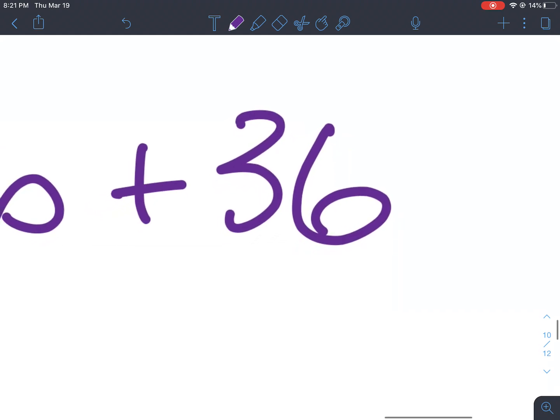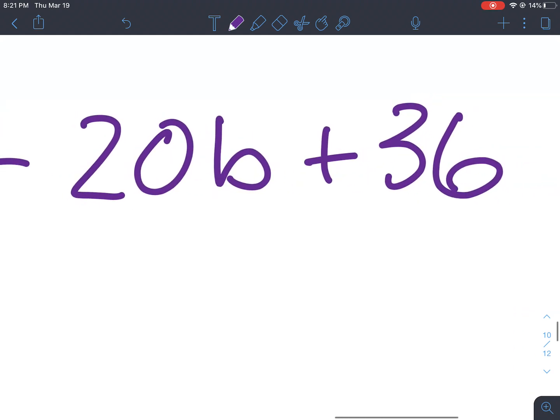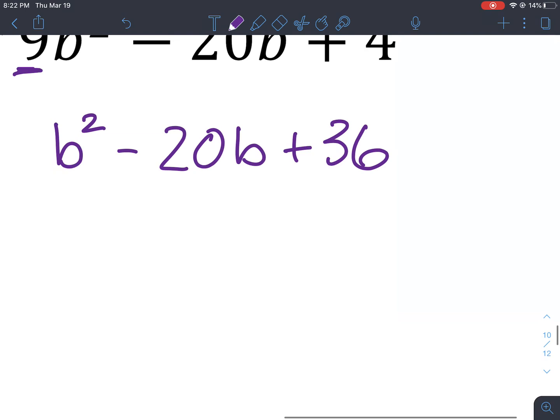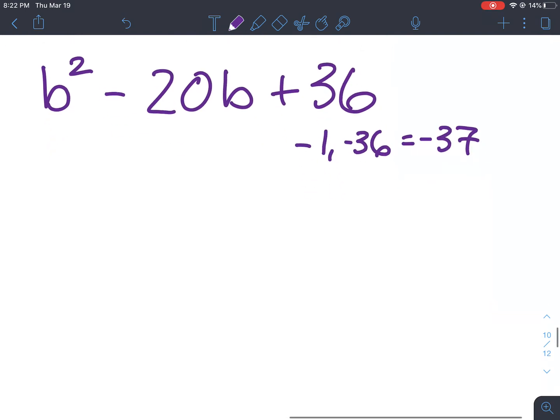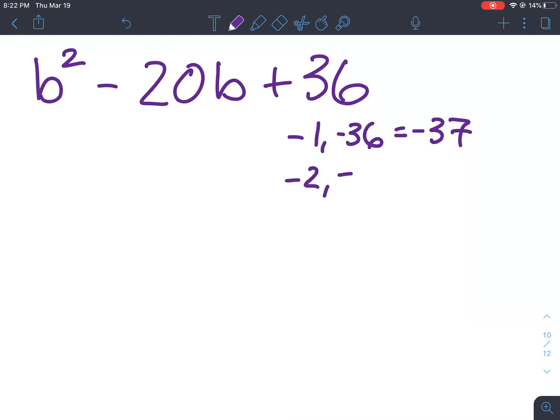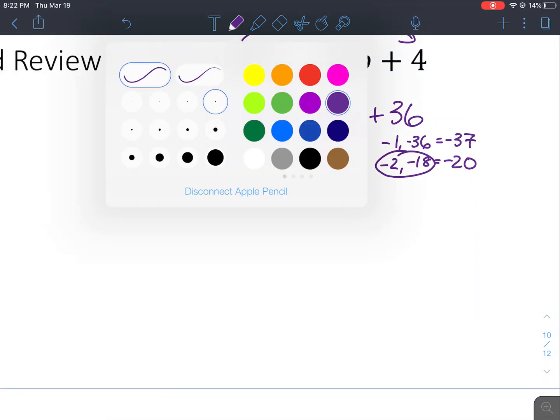Using that same philosophy, the only way to multiply to get a positive number and add to get a negative number is if both factors are negative. So negative 1, negative 36 is negative 37, no good. Negative 2, negative 18, negative 20, perfect.